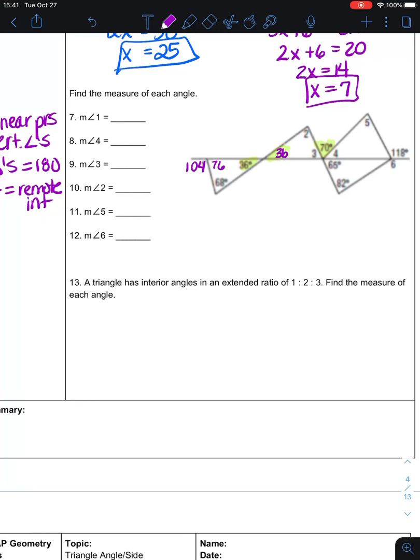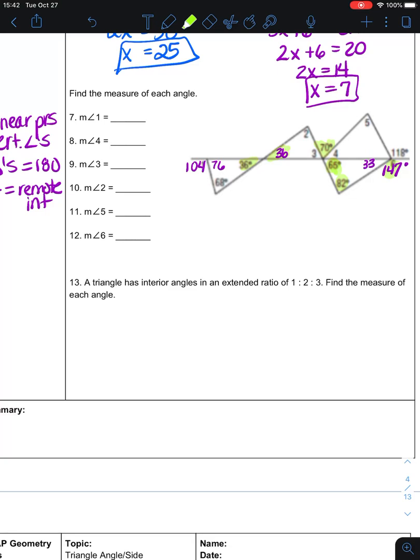So I'm just going to keep going and find other pieces that I know. So I know that 65 plus 82 subtracted from 180 means that this angle right here is 33. If that angle is 33, then the angle that is the linear pair to it, which is angle 6, is 147. And also you could find that, again, here are your two remote interior angles that go with that exterior angle.